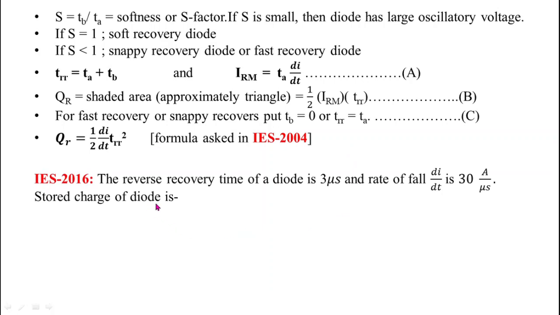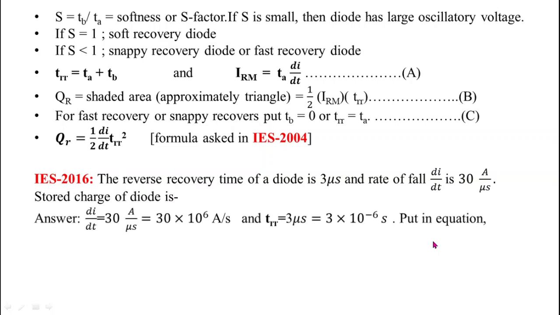Now this is a question based on this formula. The reverse recovery time of a diode is 3 microseconds. Here TRR is given as 3 into 10 to the power minus 6 seconds. And the rate of fall di by dt is 30 ampere per microsecond. It means di by dt is given. So this is a question with a direct formula. Here we will put TRR equal to 3 microsecond and di by dt equal to 30 ampere per microsecond. Then we will get QR equal to 135 coulomb.